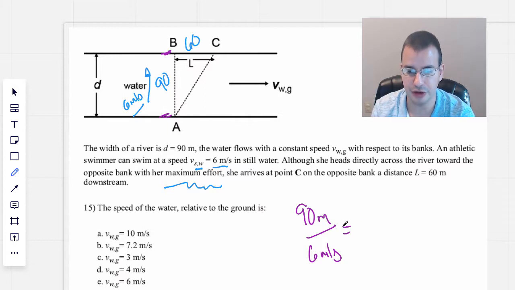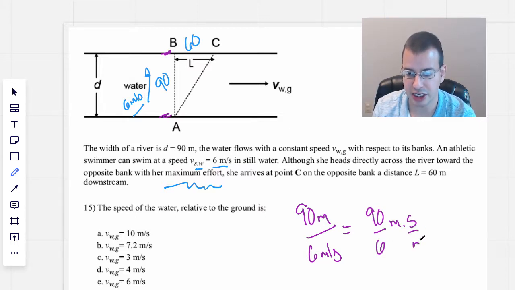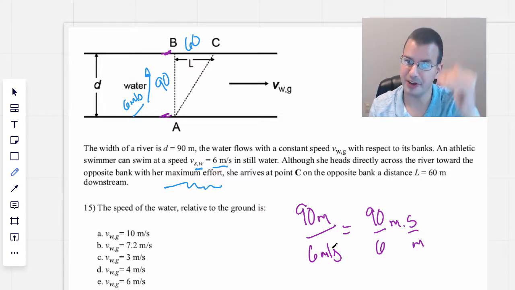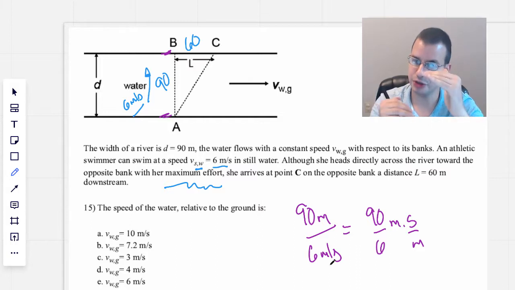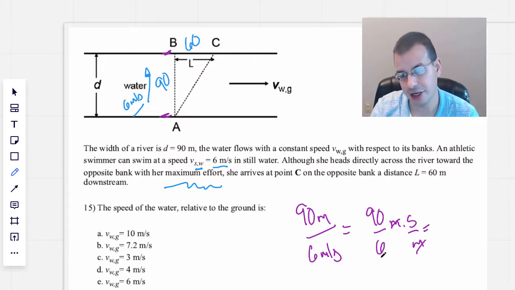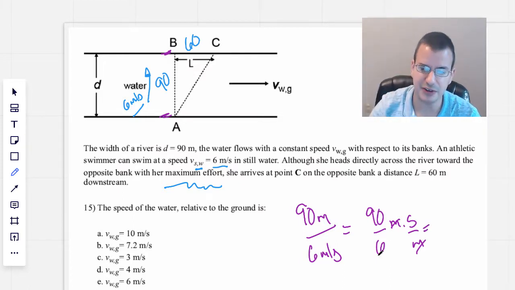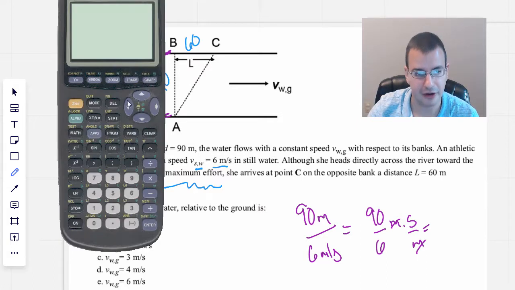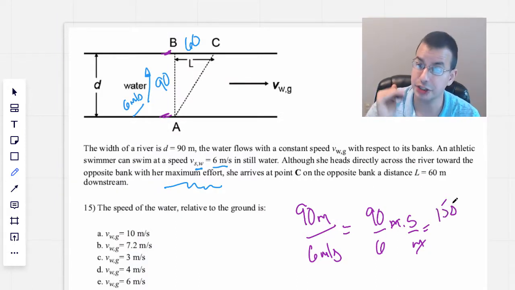Look at this in terms of unit analysis. This is the same as 90 over 6, and then this will be meters times seconds per meter. What I did was I was dividing by the fraction meters per second. When you divide by a fraction, you multiply by the reciprocal, which is seconds over meters. This cancels, and you're given 90 divided by 6, which I think is 15. Probably should check that. 90 divided by 6, 15. So we have 15 seconds to get across the river.